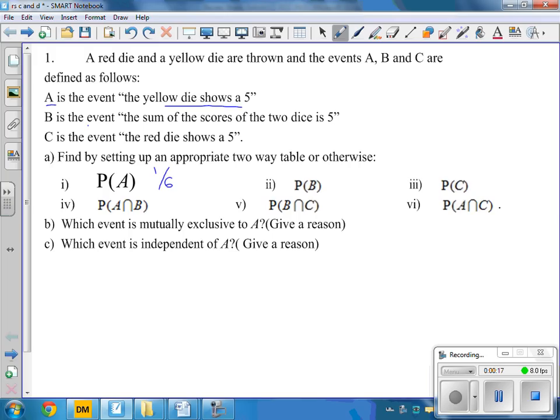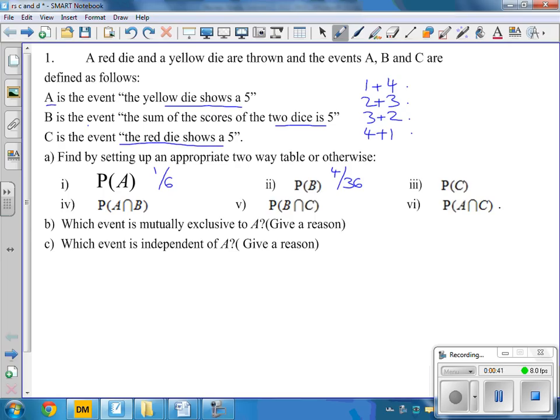Then event B is we've got 2 different dice, we need the sum to be 5. Of course, we could have 1 and 4, we could have 2 and 3, or the other way around, 3 and 2, or the other way around, 4 and 1. So we've got 4 different possibilities, and hopefully you know on 2 dice there's 36 things that can happen altogether, 6 times 6.